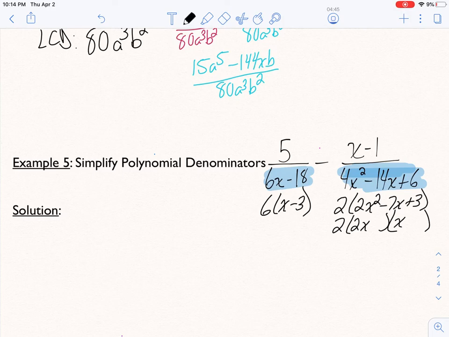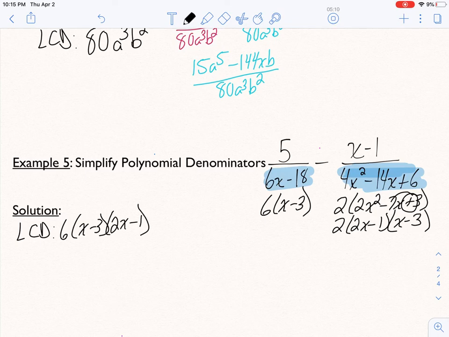I have a plus in the back, which means I look to the front, and I have 2 of those. And 1 and 3 is going to give me on the outside negative 6x, on the inside 1x to negative 7x. And so I have my LCD, 6x minus 3, 2x minus 1.